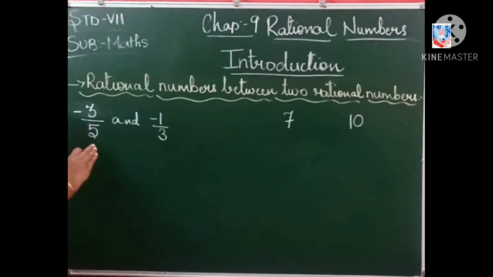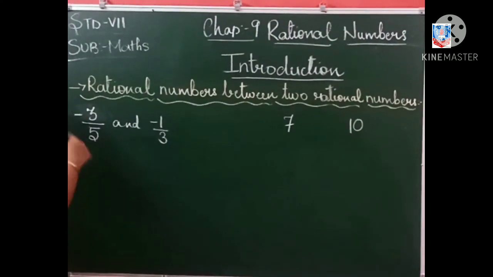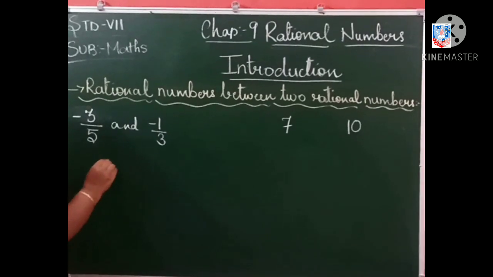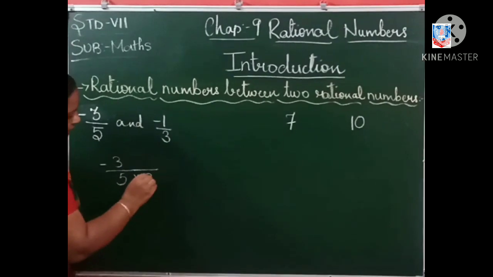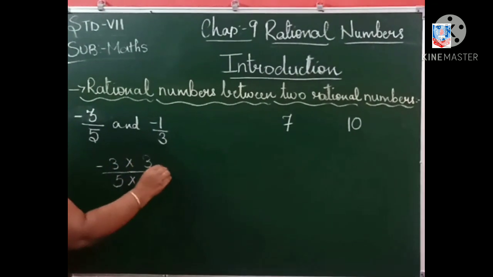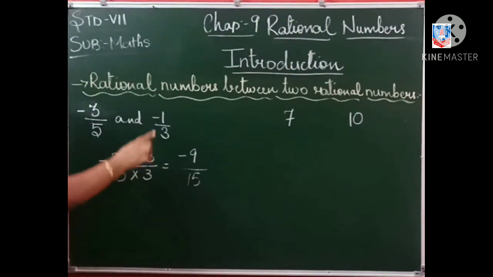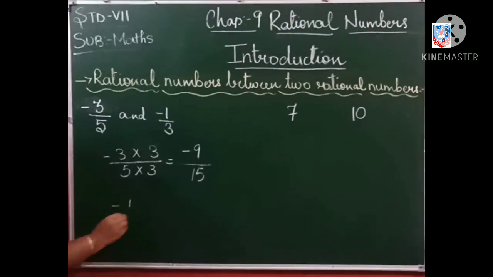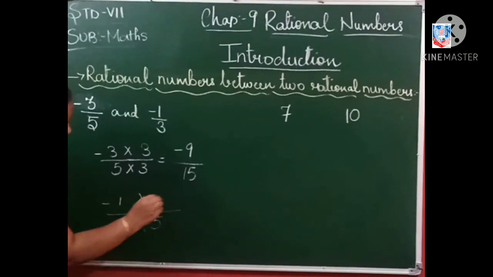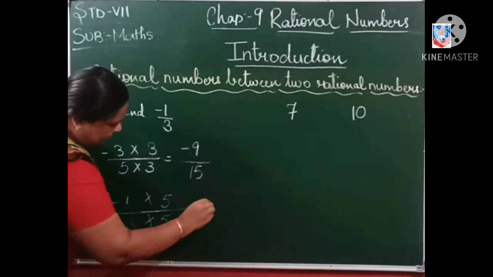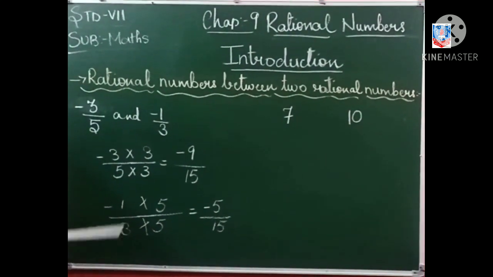So what we will do? We will convert them into the same denominators, equal. So let us convert them into 15. Minus 3 by 5 into 3 is minus 9 by 15. We will convert this also, minus 1 by 3 into 5 is minus 5 by 15. Now see, both the denominators are same.